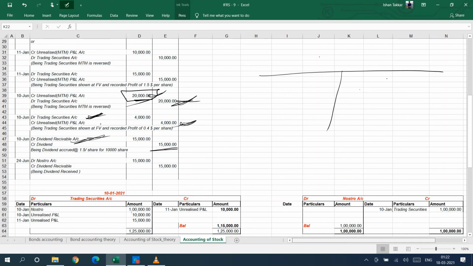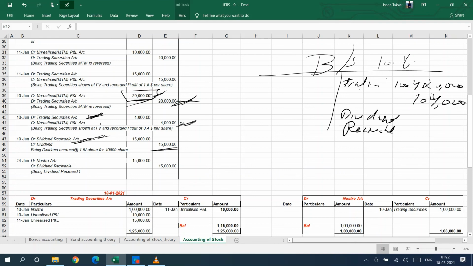So how will the balance sheet look on 10th June, at the close of the balance sheet date? Your trading securities are now 10.4 into 10,000, which is 104K. And you have an asset called dividend receivable, and the dividend receivable is nothing but 15K. So this is how your balance sheet will look like. Okay.